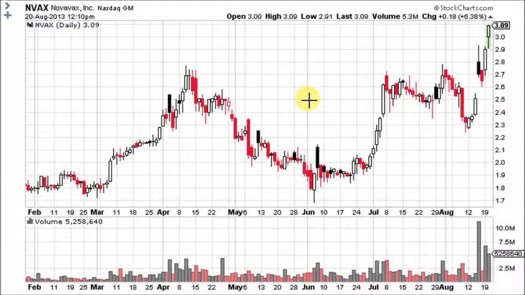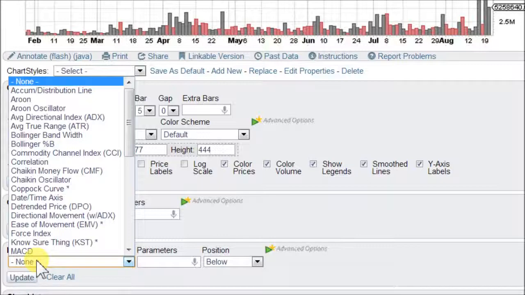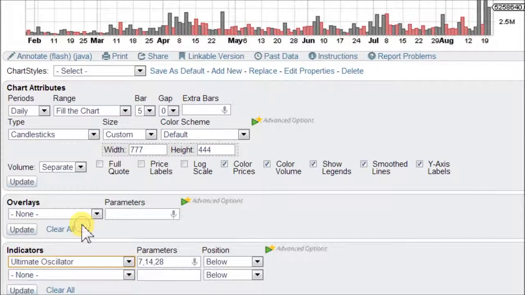So let's go ahead and load up the ultimate oscillator on this chart for NVAX here at stockcharts.com. Down here in the chart attributes area, scroll all the way to the bottom and click on the indicators box, and scroll all the way to the bottom there, and ultimate oscillator is the 4th one up. Go ahead and click that.